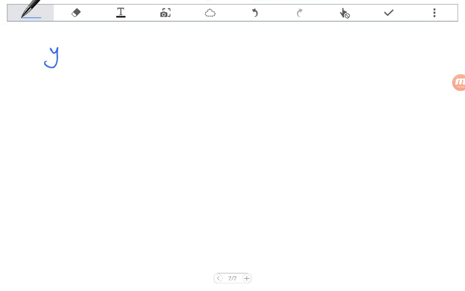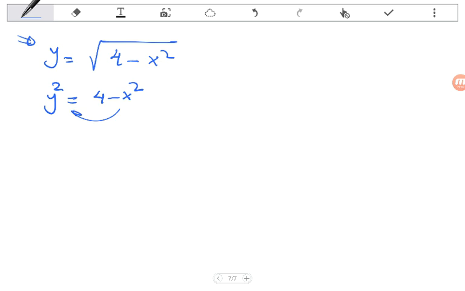If I give you something like this, if I say y is equal to root of 4 minus x squared, this is considered a circle also, but it is not a whole circle. First, why is it a circle? If I square both sides, it will be y squared equals 4 minus x squared. And if I take x squared to the other side, it will be x squared plus y squared equals 4. So this is a circle. But why am I telling you that it is not a whole circle?